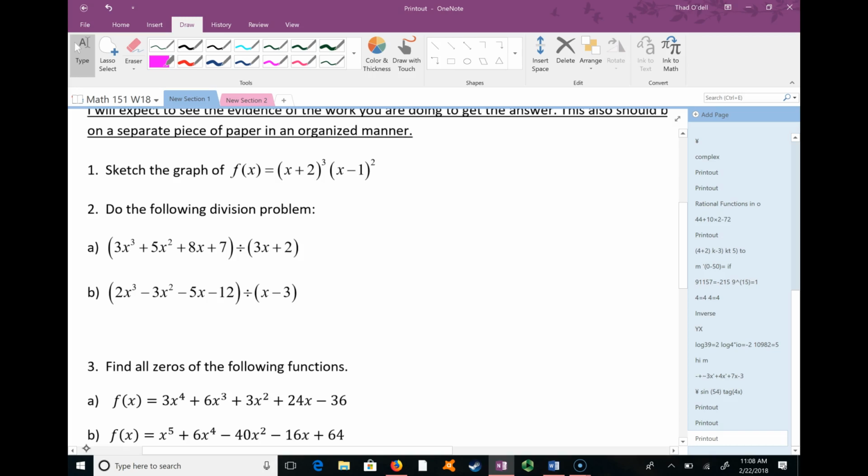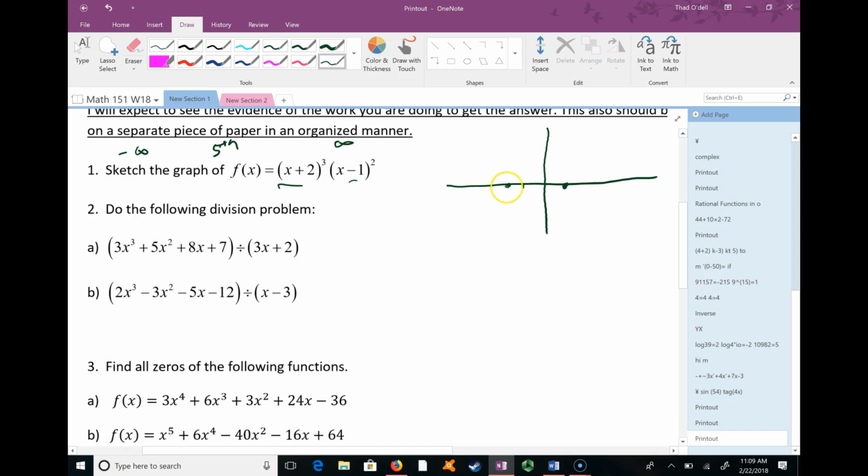Okay, so number one, sketch the graph of f of x. So we know that this thing crosses at -2 because of that, and 1 because of that. So put a dot there, and a dot there. We also know that this is a 5th degree polynomial with a positive leading coefficient, which means it's going to be negative infinity on the left and positive infinity on the right.